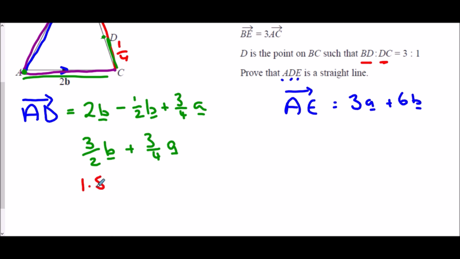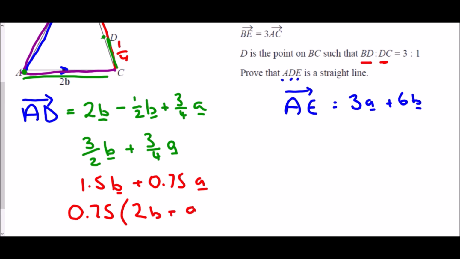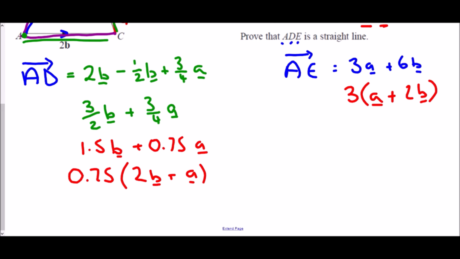So we could write this in decimals. This would be 1.5b plus 0.75a. So if I wanted to actually get a common factor here, the common factor will be 0.75. It will be the 3/4. And that gives me 0.75 brackets 2b plus a. And if I look at AE, well, the common factor here will be 3a plus 2b. Do we have a common factor? Well, all we need to do, just to make it very clear that we have a common factor, is just to write this the other way around. It will be a plus 2b. There is our common factor.